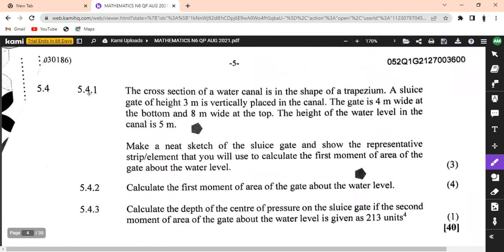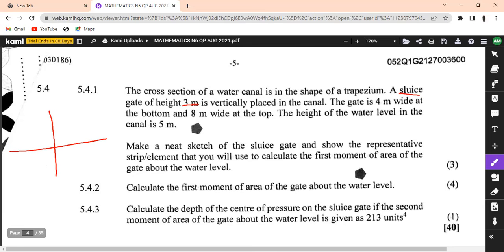On 5.14, you're asked about a cross section of a water canal in the shape of a trapezium. So this is a trapezium, guys. Take note if you are dealing with a trapezium. There's a sluice gate here of height 3 meters. Take note, there's a height of 3 meters, and the gate is 4 meters wide at the bottom and 8 meters wide at the top. The height of water in the canal is 5 meters.